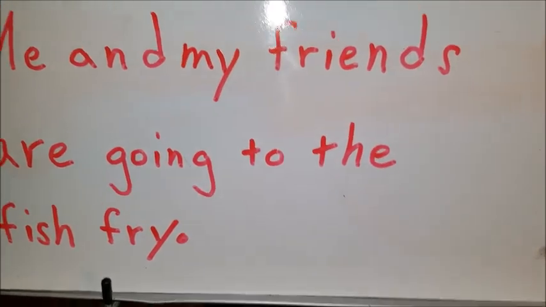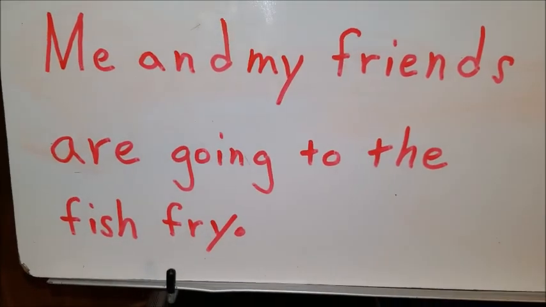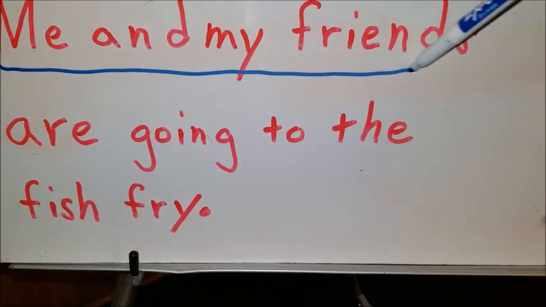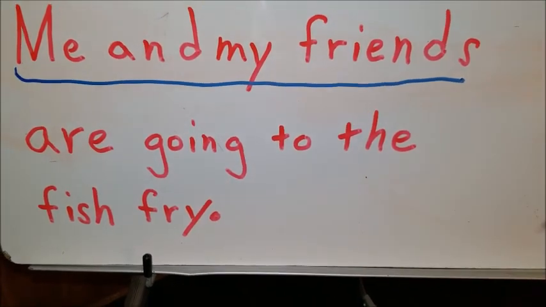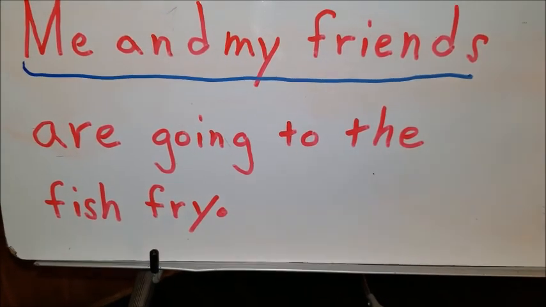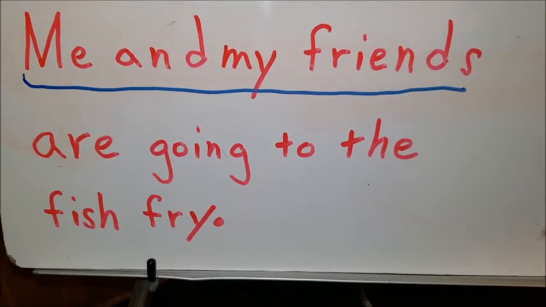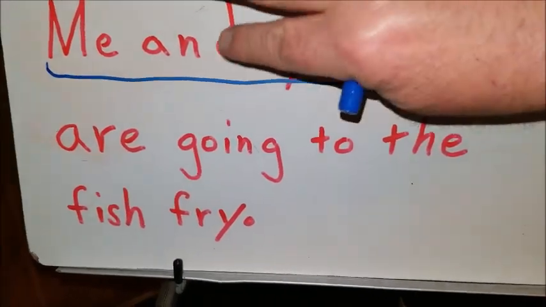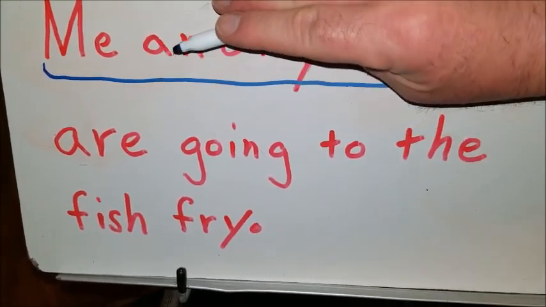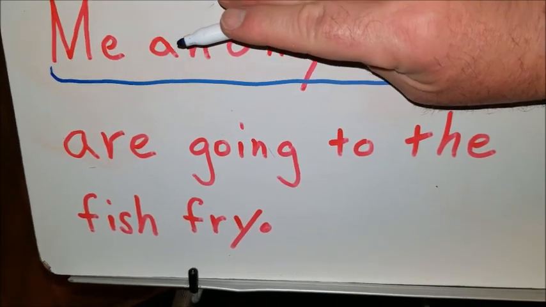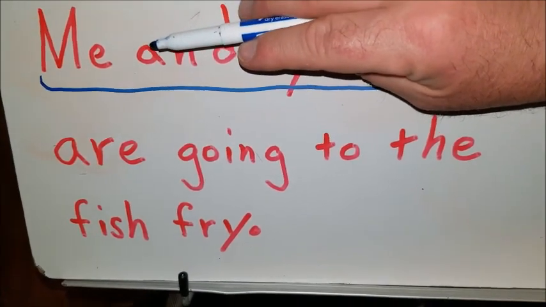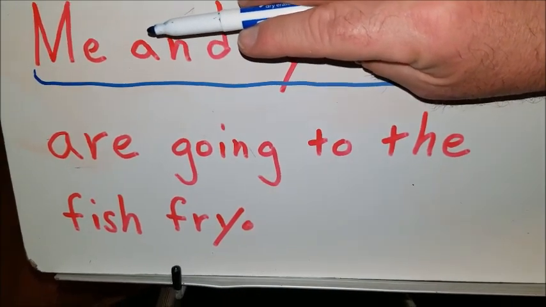Me. We always have to think about what's going to be up in front in the subject of this sentence. This is the subject of the sentence right here. So if we're not sure if that should be me or I, when we have something else with it, let's cover up the other part and say it and see if it sounds right. Me are going to the fish fry. Well, let's change that. Me am going to the fish fry. How about I am going to the fish fry? What do you think sounds better?